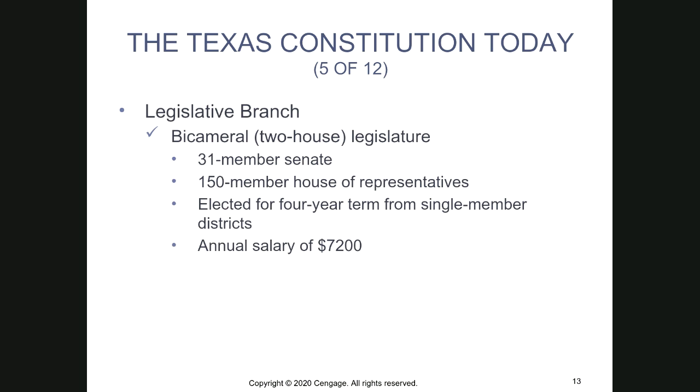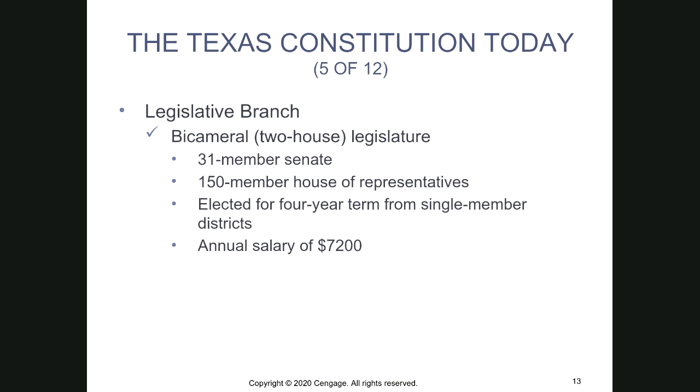Nebraska is going to be the exception to this. They have one chamber. They have a unicameral legislature. But here we have a bicameral legislature. So we've got the Senate and we've got the House. The House is going to be the larger chamber. Senate is going to be the smaller chamber. So there's 150 members in the House of Representatives, and there's 31 members within the Senate.